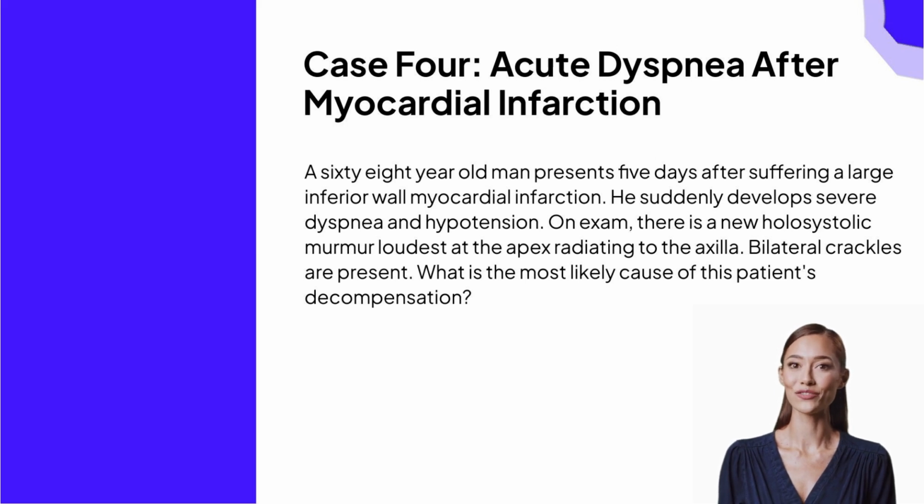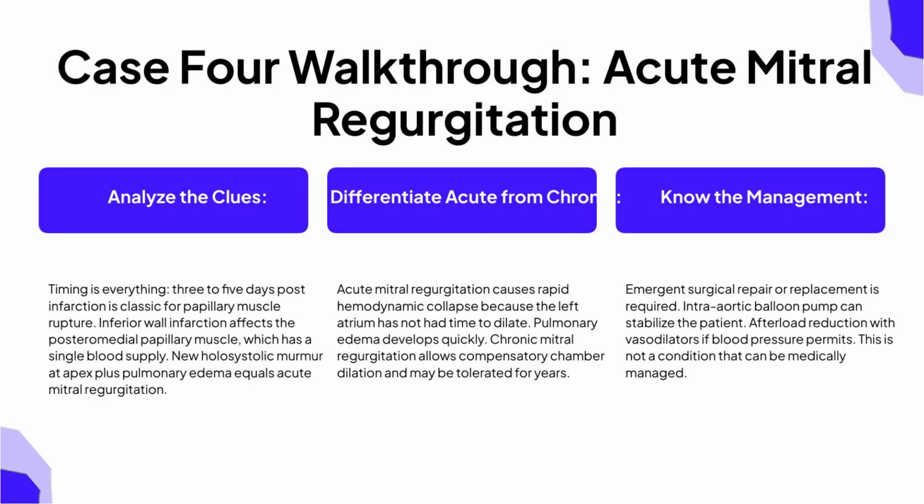The inferior wall infarction is important because it supplies the posteromedial papillary muscle, which has a single blood supply and is particularly vulnerable to rupture. This is a surgical emergency. Here's the key distinction the boards love to test.